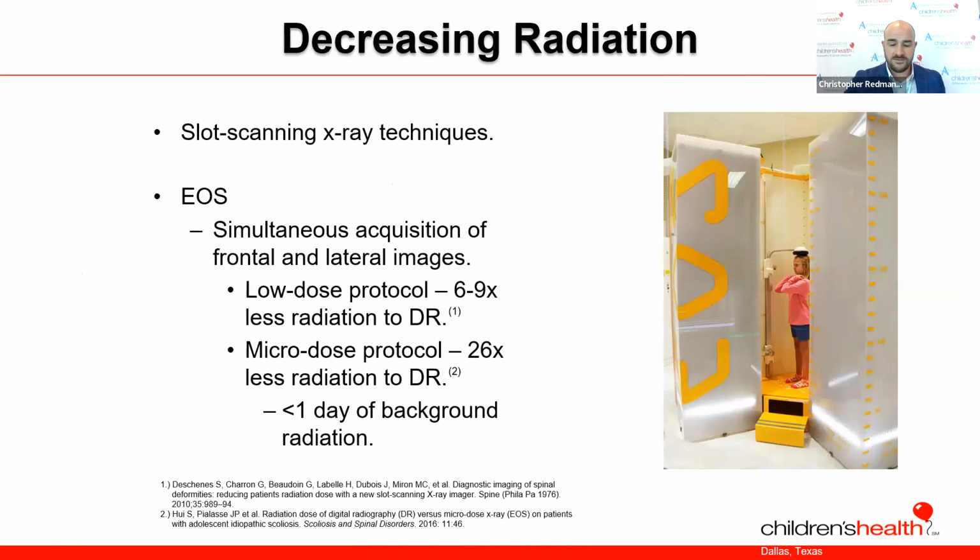Another method to decrease radiation exposure that we implement here at the Andrews Institute is one called slot scanning X-ray techniques, also known as EOS. EOS is a system with two sets of X-ray tubes that are mounted at right angles, and this allows for simultaneous acquisition of frontal and lateral images.